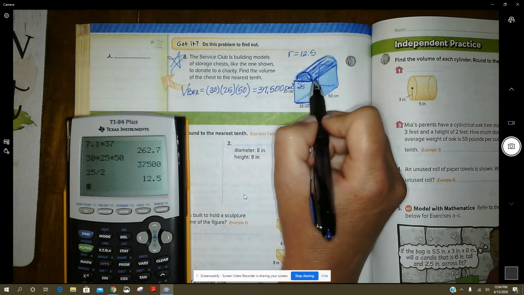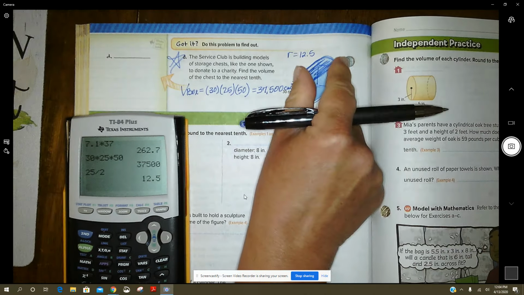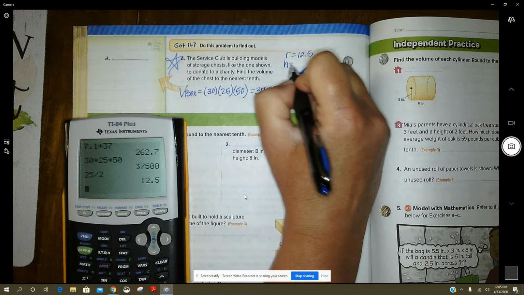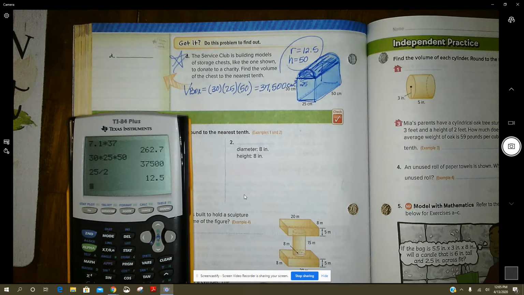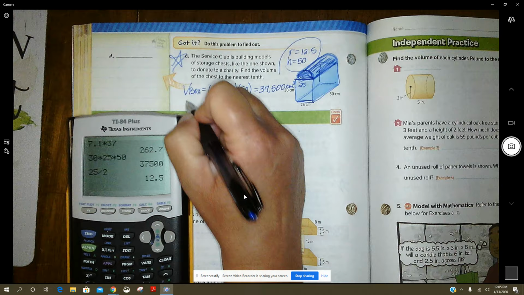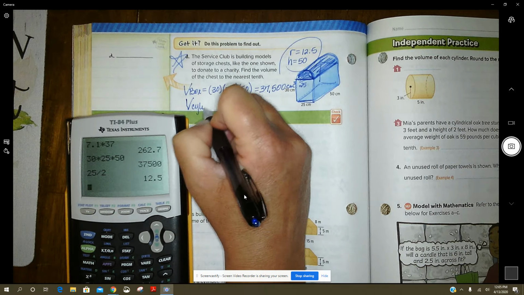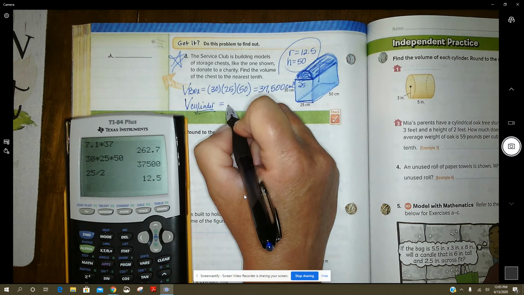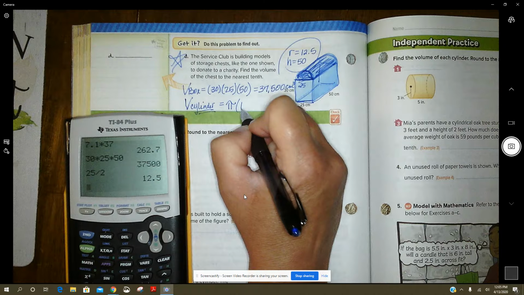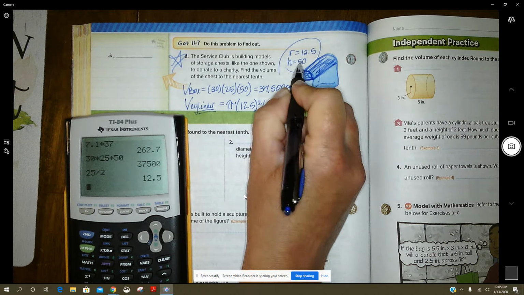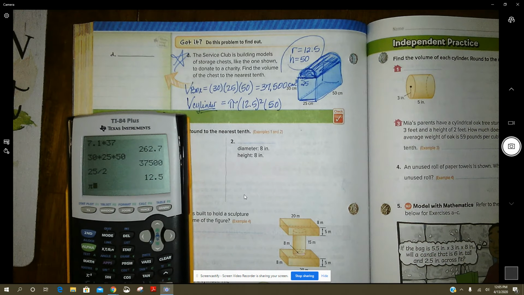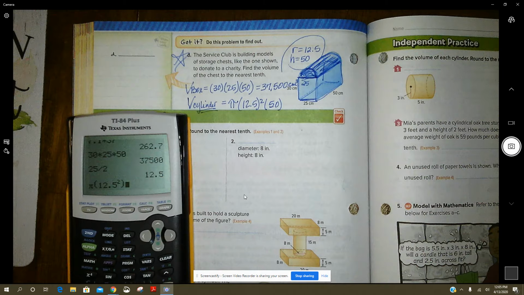How tall is this cylinder? If this cylinder was standing up and I could twist this, it would be 50 centimeters tall. And so we're going to use that with our formula. The volume of the cylinder, and by the way, we're going to do the volume of the whole cylinder, is pi r squared. So we're going to do 12.5 squared times 50. Okay, so here we go. Pi times 12.5 squared times 50.